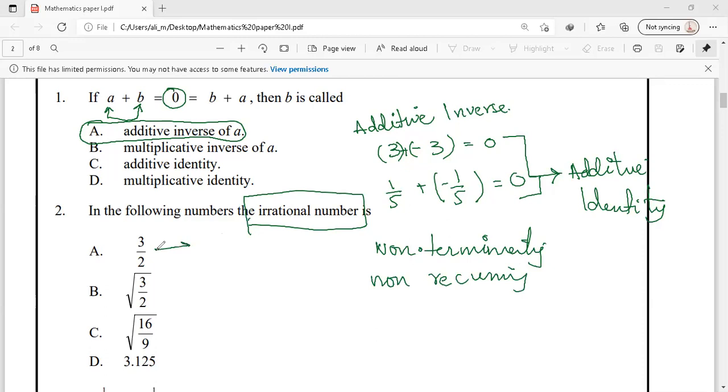So 3 over 2 is equal to 1.5. This is terminating. This is not an irrational number. Similarly, this number is terminating. It is not an irrational number. Square root of 16 over 9 is 4 over 3, and this will be a non-terminating but recurring number. So the correct answer is option B, square root of 3 over 2, in which the decimal form is non-terminating as well as non-recurring. So option B is our right answer.